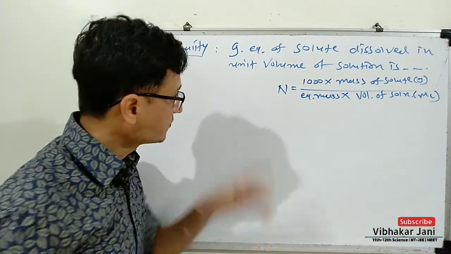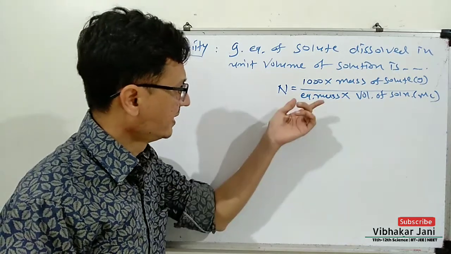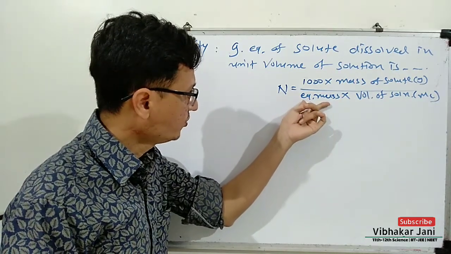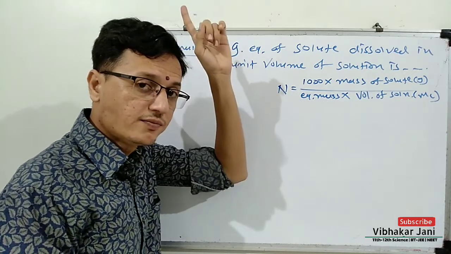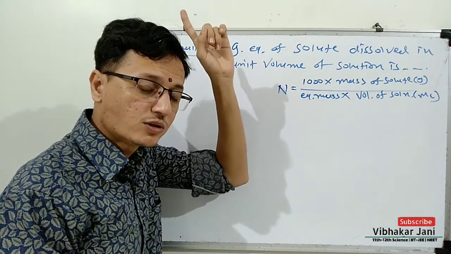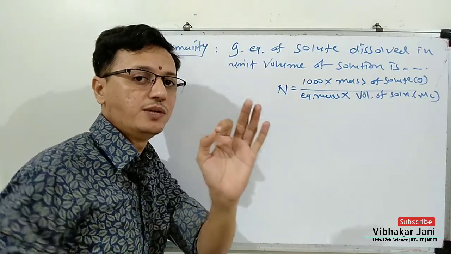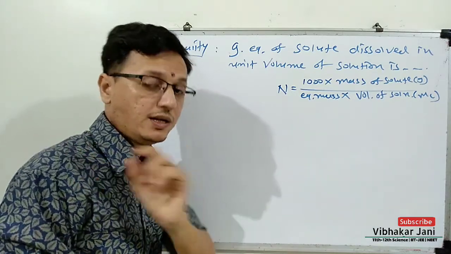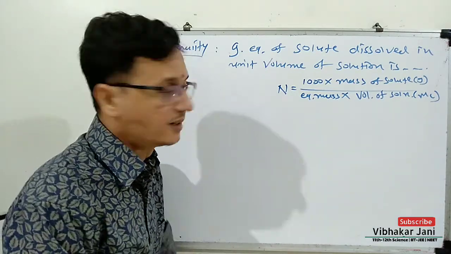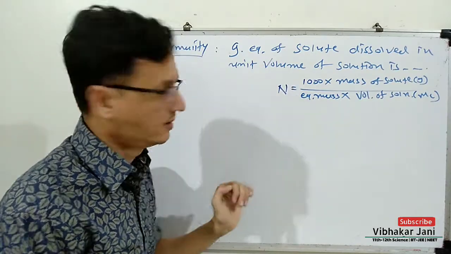Now if you compare this formula with the formula of molarity, you will see that in the formula of normality there is equivalent mass, and the formula of molarity had molecular mass. This is the only difference between these two terms, molarity and normality. In molarity, molecular mass is considered. In normality, equivalent mass is considered.